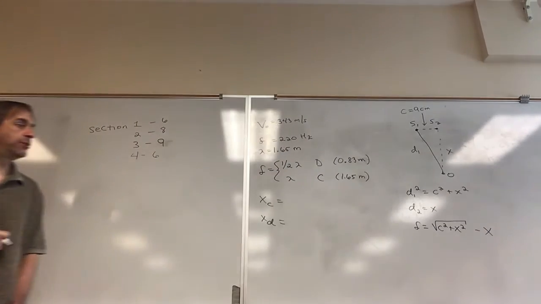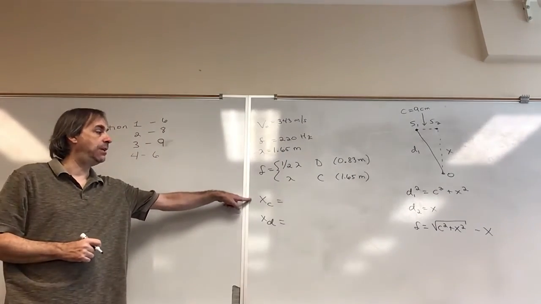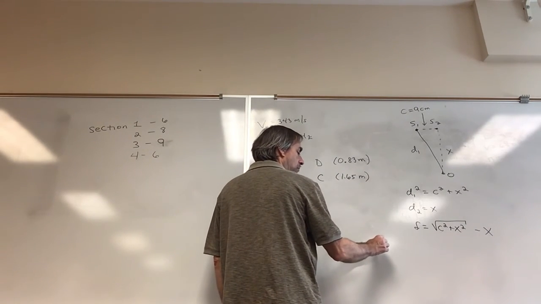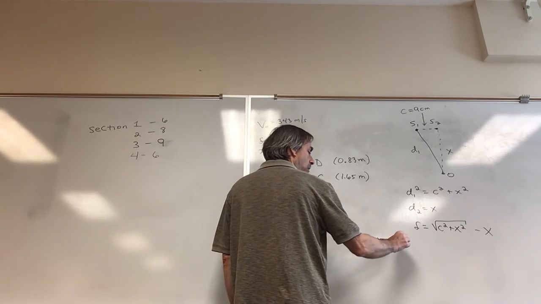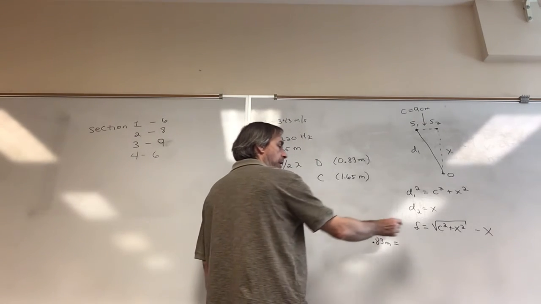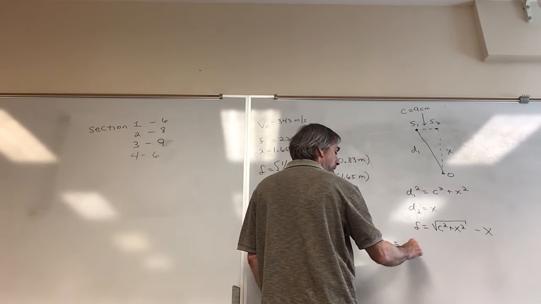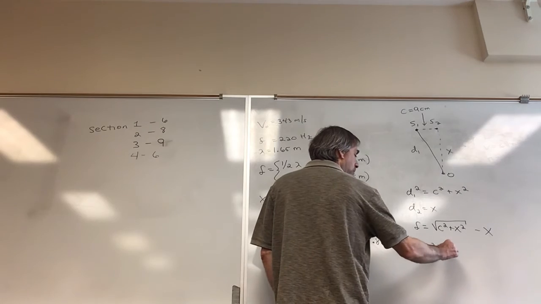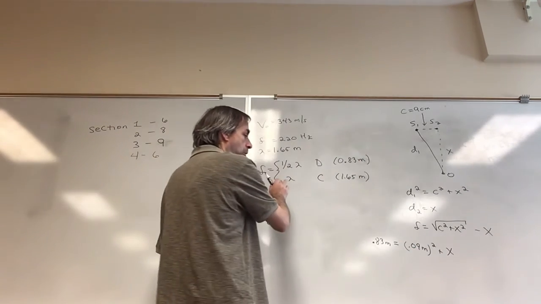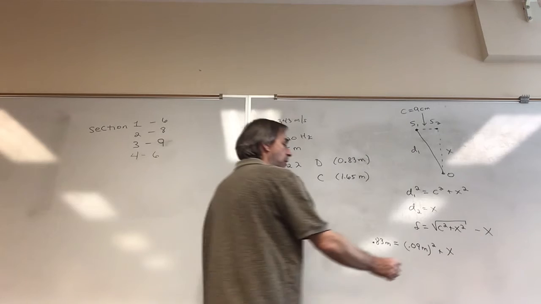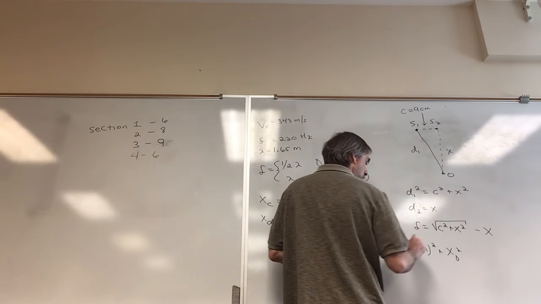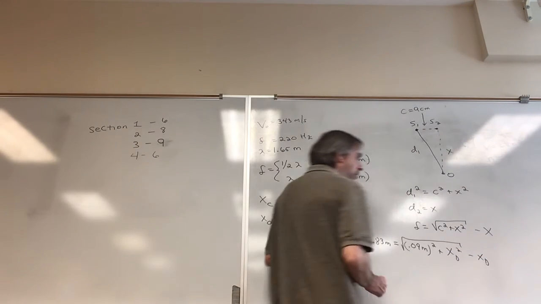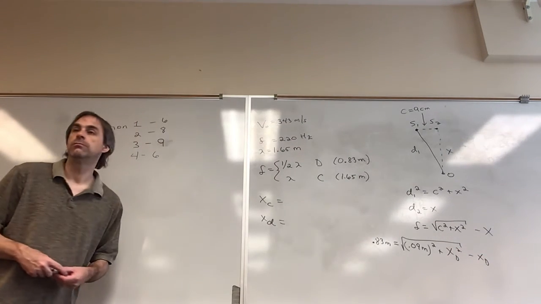So then what we would do, for X, we would have this equation. 0.83 meters would equal, we'd have C, which is 0.09 meters squared, plus X squared, and we're doing destructive interference. So we would basically just solve that equation.